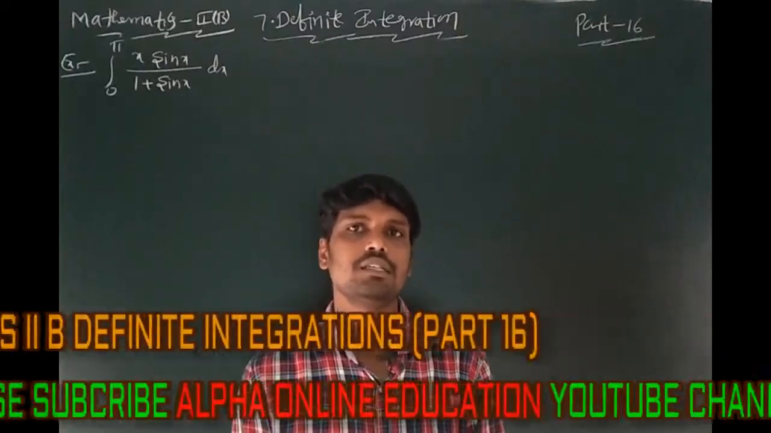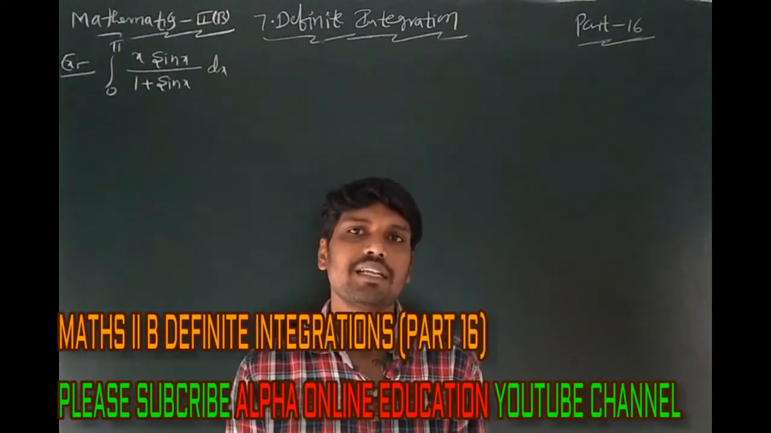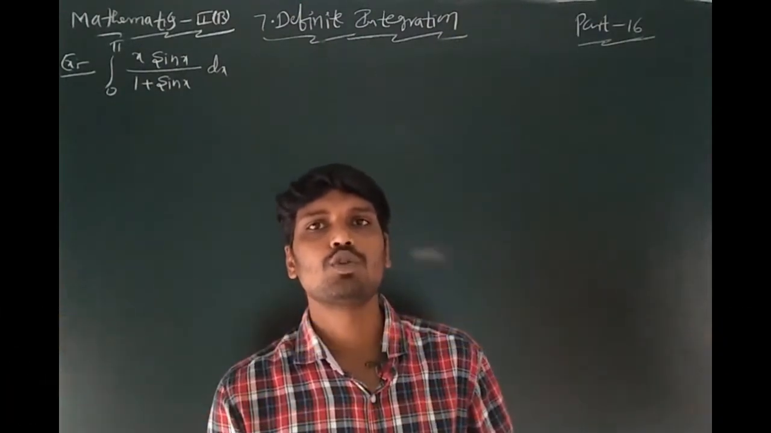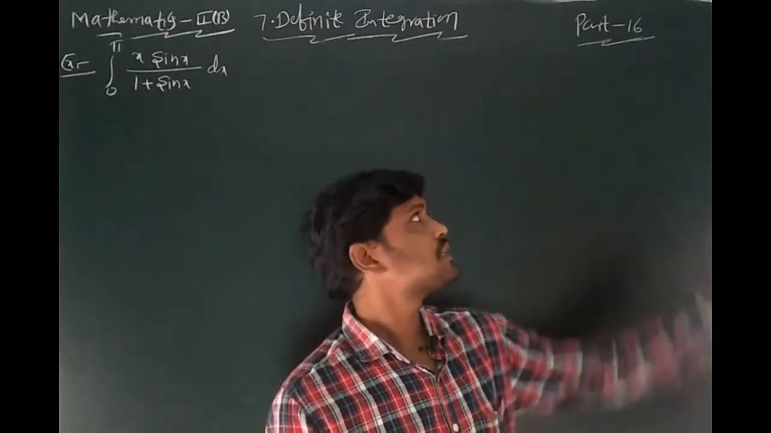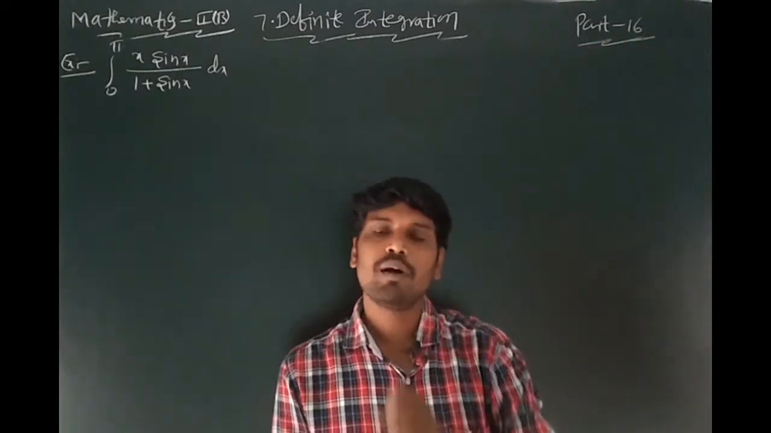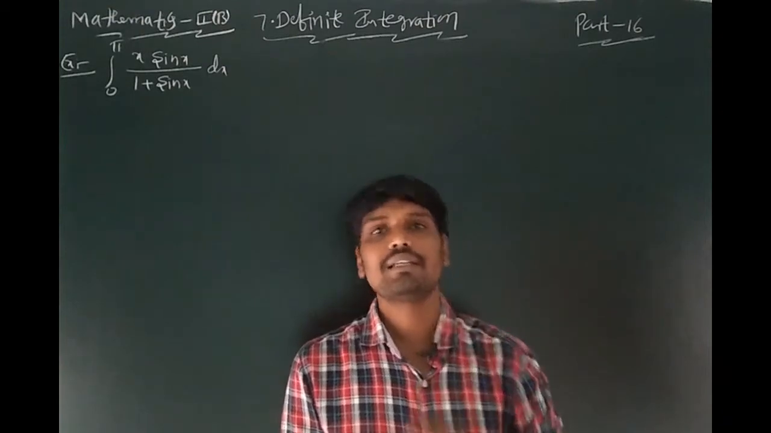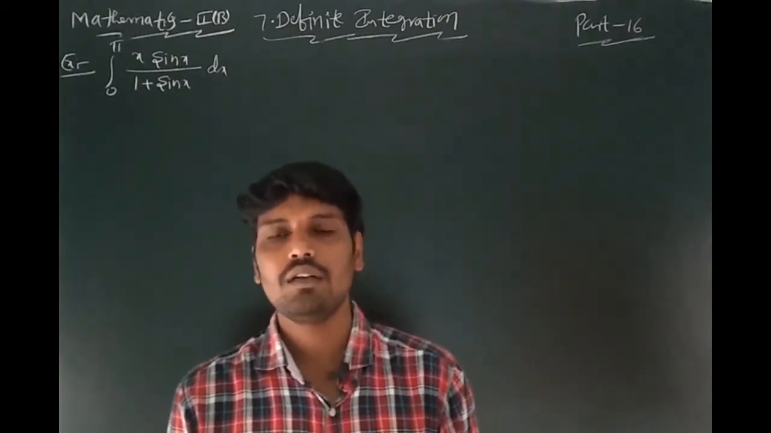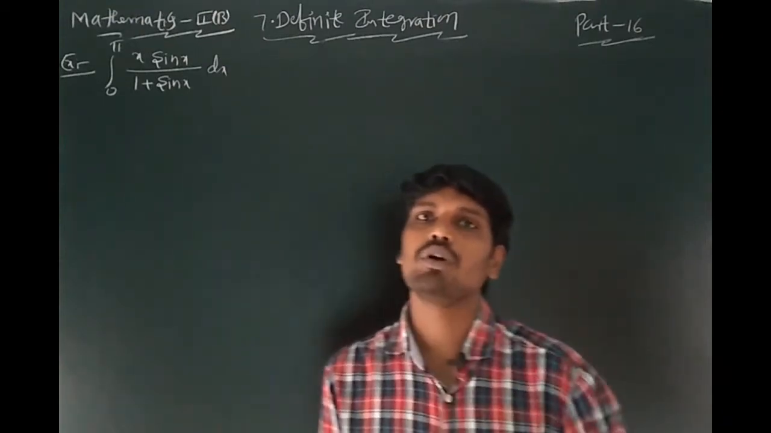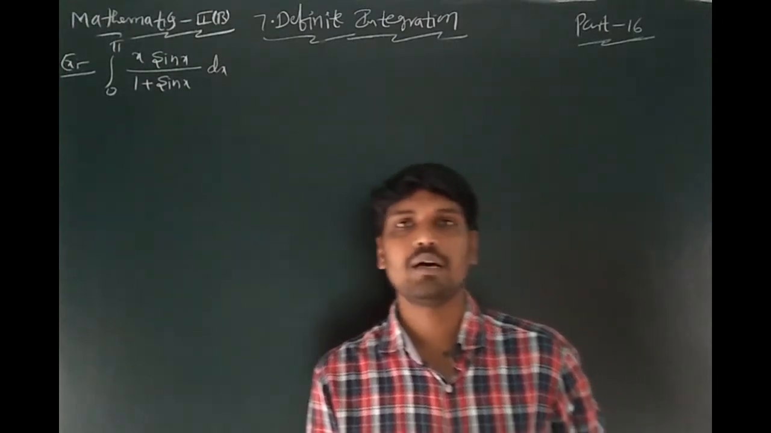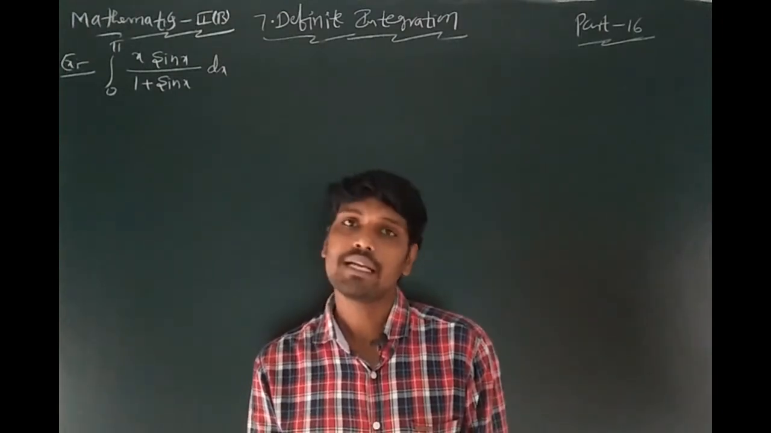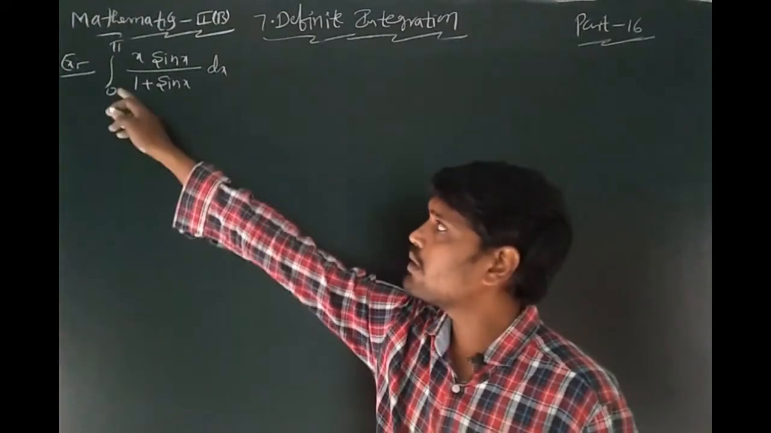This chapter is the 7th chapter, definite integration. This chapter belongs to Mathematics 2B, part 16. The last part was completed, and 7 marks are expected in the IB examination. Today we discuss one more repeated problem in the IB examination, a 7 marks problem. Example problem: what is that problem?